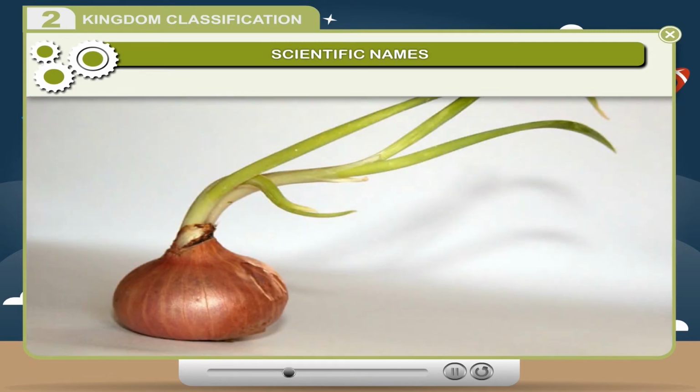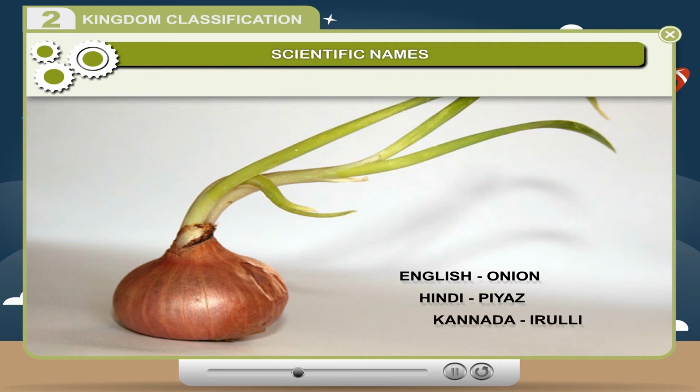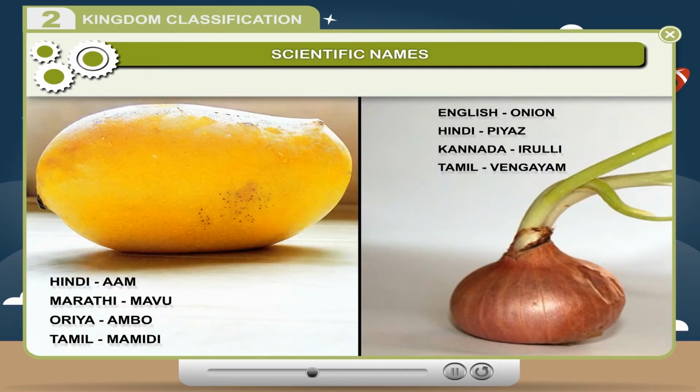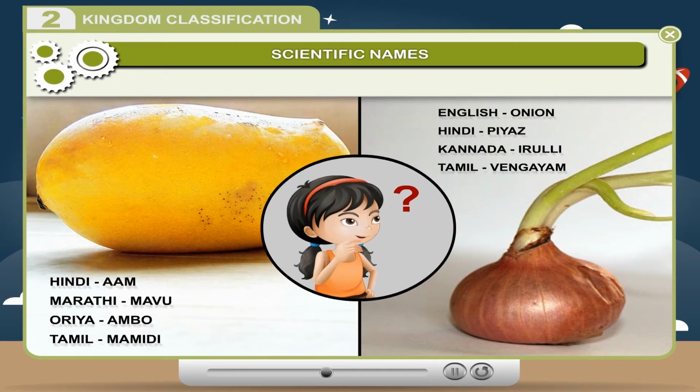In the same way, onion in English, pyaz in Hindi, irulli in Kannada, and vengayam in Tamil. So, the people of one place cannot understand the common names of another place. These common names create confusion for understanding and studying globally. To avoid this, it was felt necessary to develop a system which can be followed all over the world uniformly.